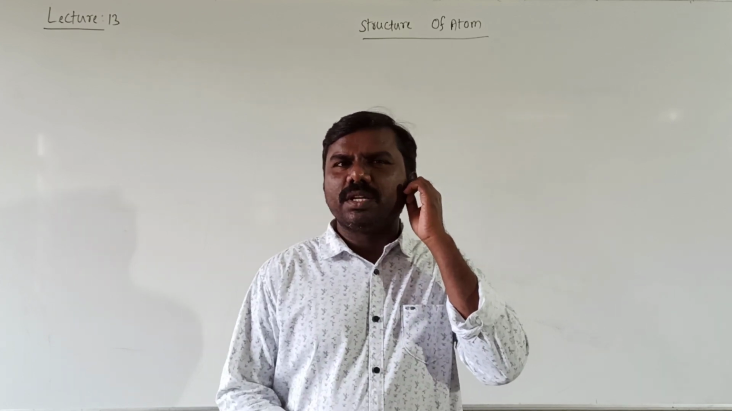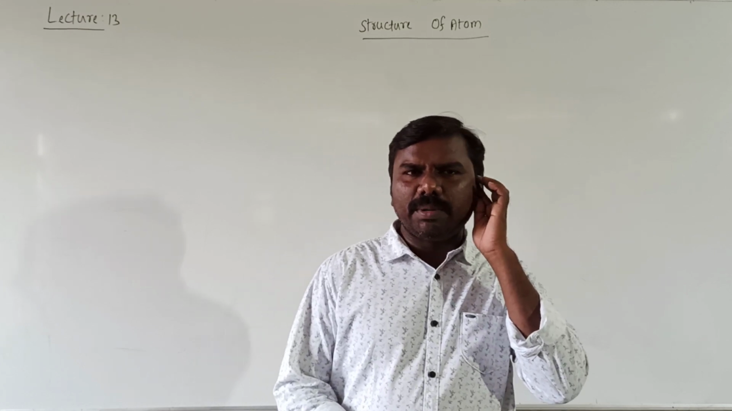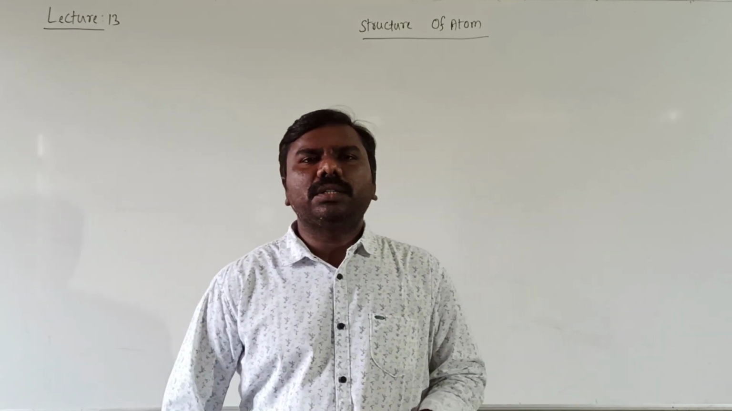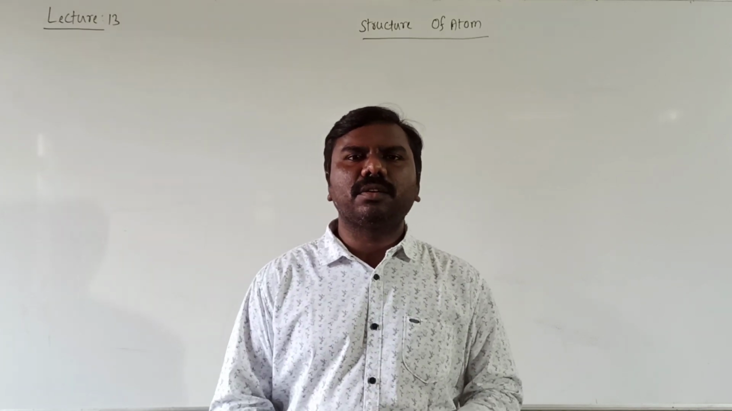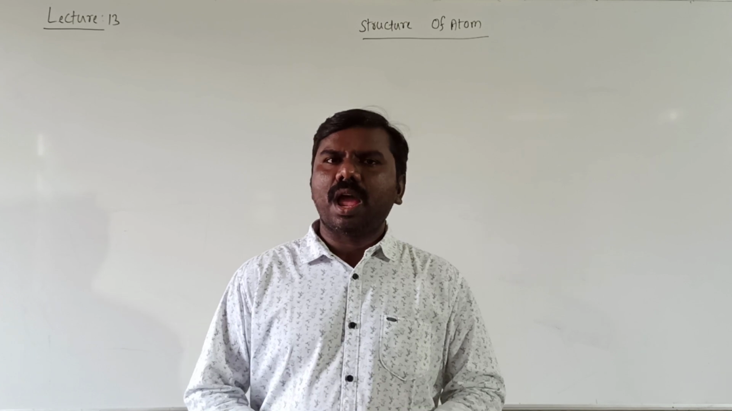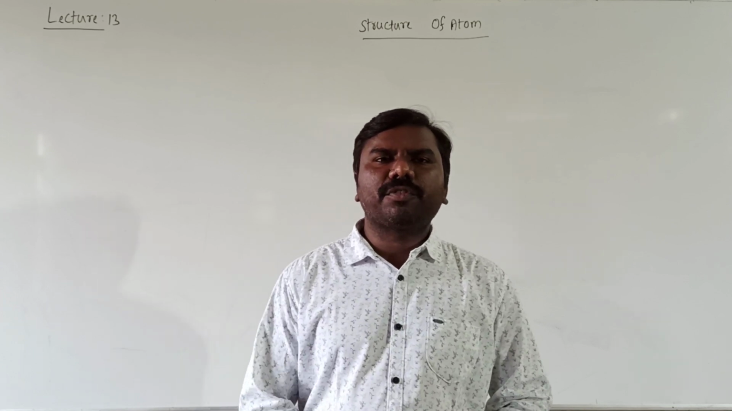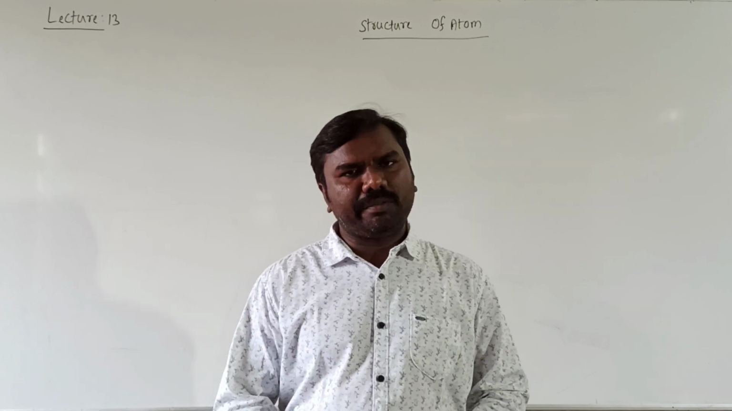In the last session we have completed the Schrodinger wave equation and the differences between orbit and orbital. Schrodinger wave equation is studied to know the orbital. To know the orbital, psi is required. Psi means wave function, which indicates amplitude, that is obtained from Schrodinger wave equation.